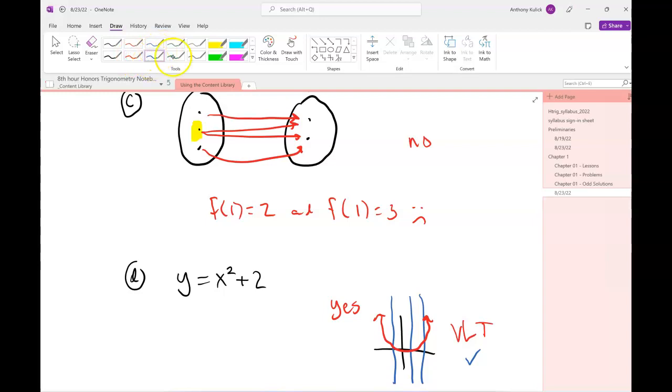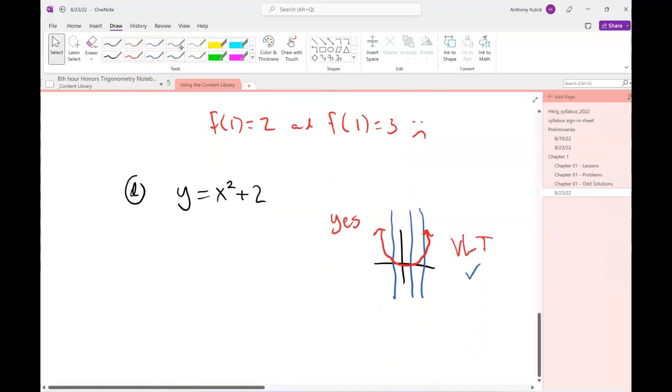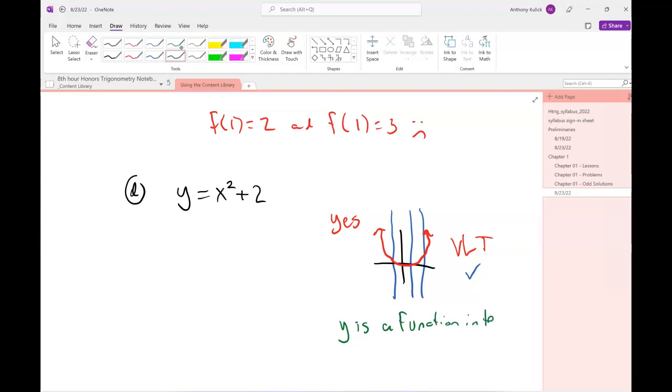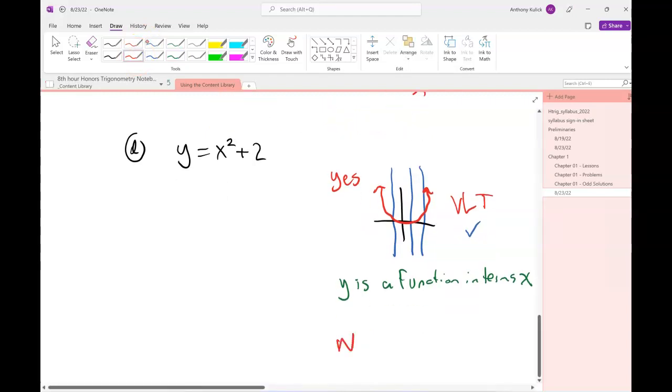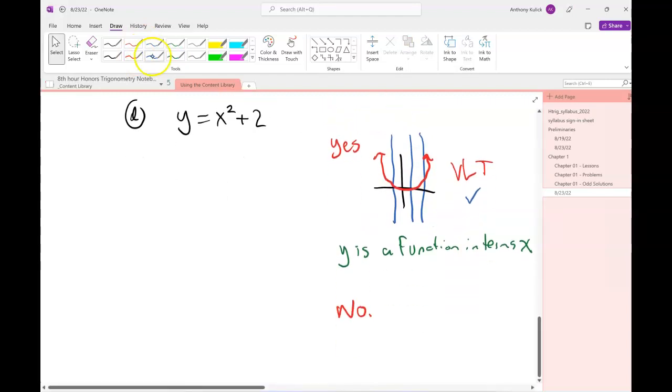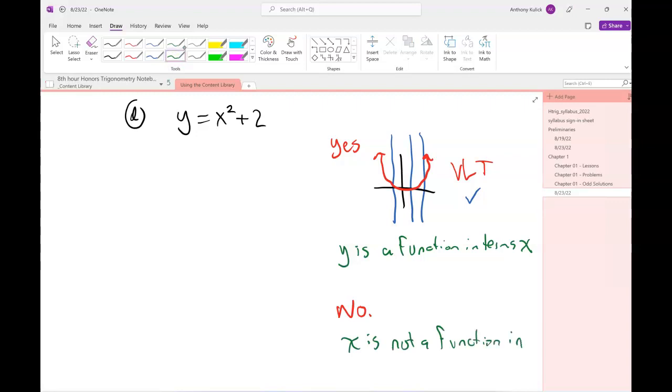So I would say that the answer here is yes. If we are specific, yes, y is a function in terms of x, where if we assume x is the independent variable and y is the dependent variable, then yes, this would be a function. But what if it was the other way around? So you could have also answered no, that x is not a function in terms of y.